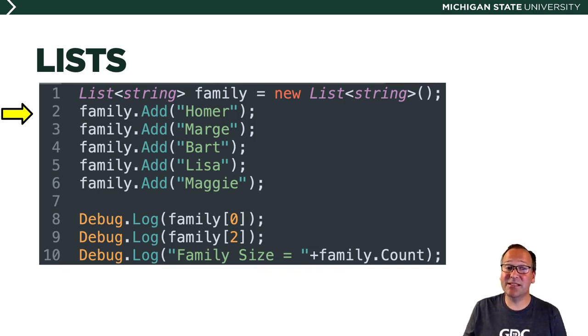In line 2 to 6, I add elements to the list using the add method. In line 8 and 9, I get elements of the list in the same method as we did with arrays, by specifying the index into the list between two brackets. And to get the size of the list, I use the count property, which is similar to the length property of an array. Just like arrays, there are several other properties and methods available to work with lists.